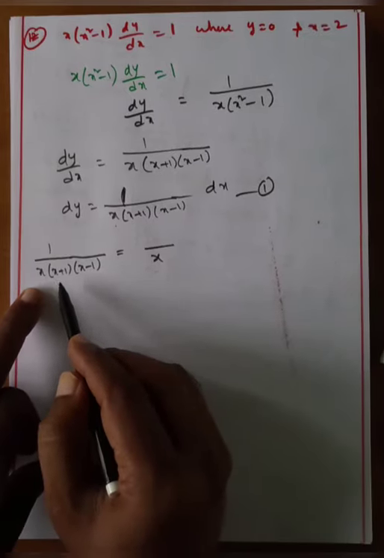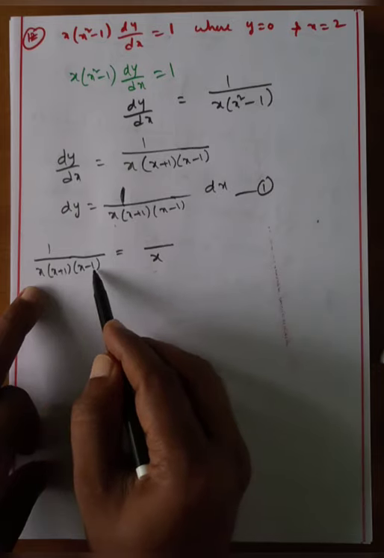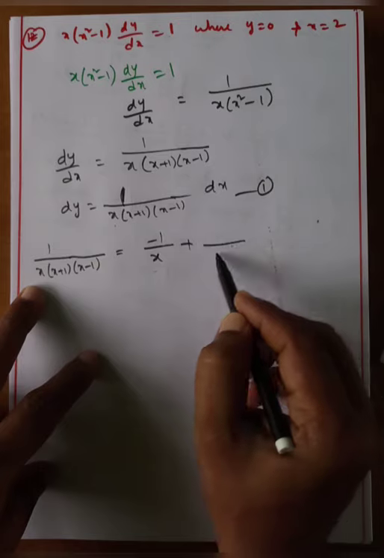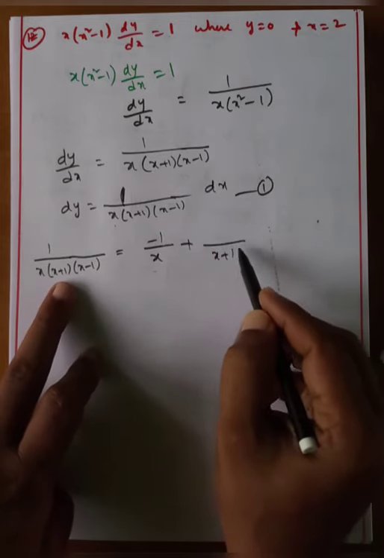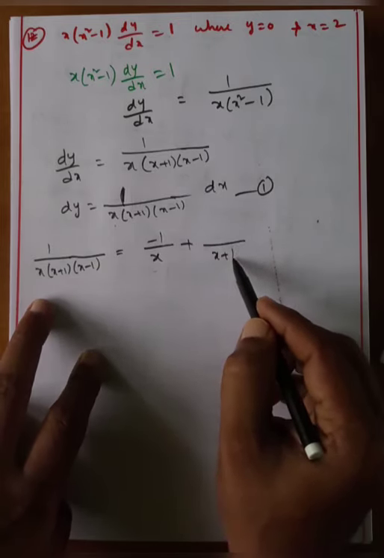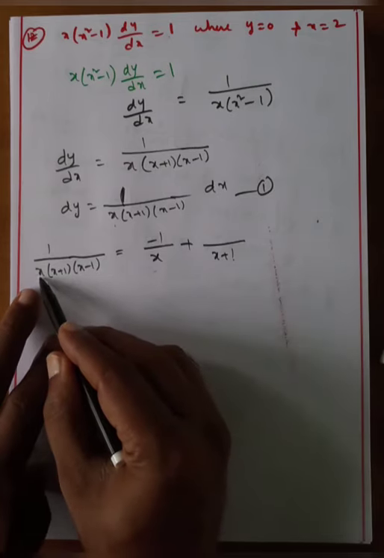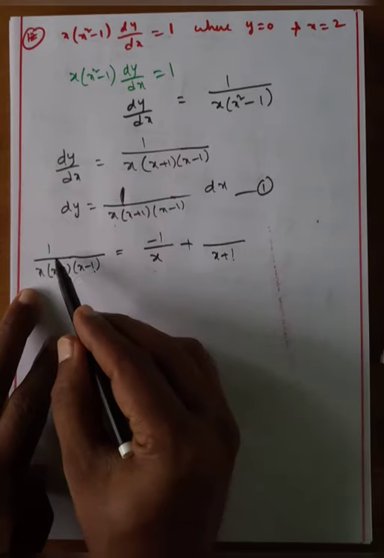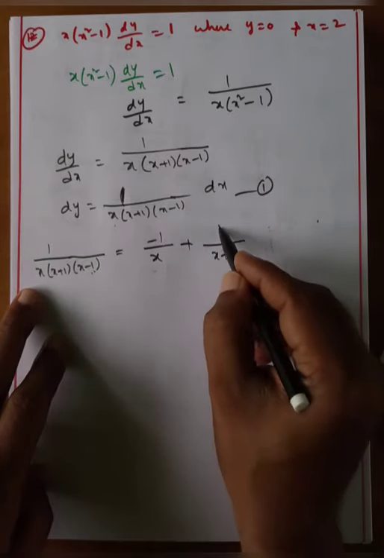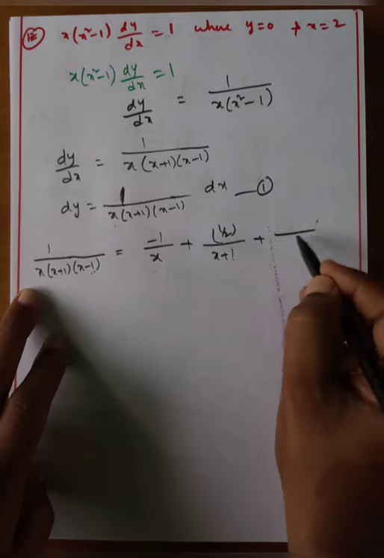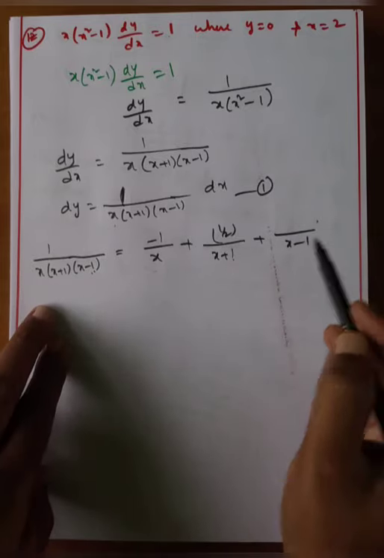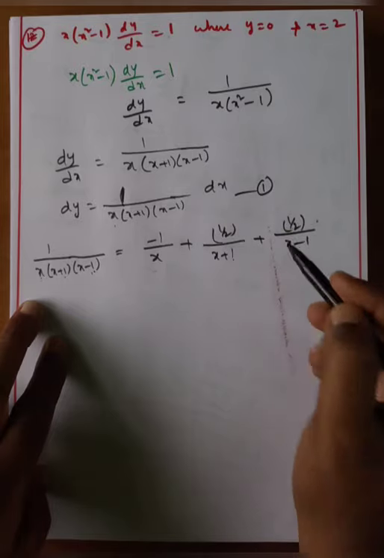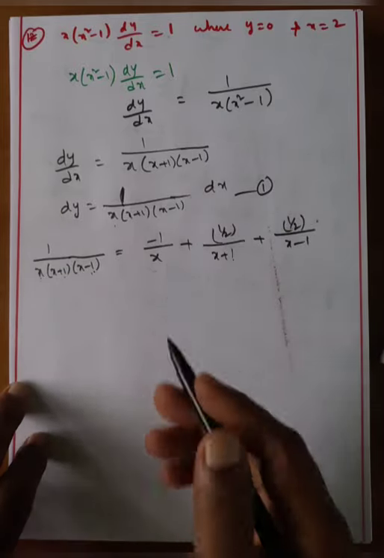What happened? Here 0 plus 1 is 1, 0 minus 1 is minus 1, total is minus 1. Plus, the second factor is x plus 1; whenever it is 0, x is equal to minus 1. Substitute x equal to minus 1 in the other factors: minus 1 minus 1 is minus 2, minus 1 into minus 2 means plus 2, that is 1 by 2. Plus, here x minus 1: x is equal to 1, 1 into 1 plus 1 means 2, so 1 by 2. In this way.